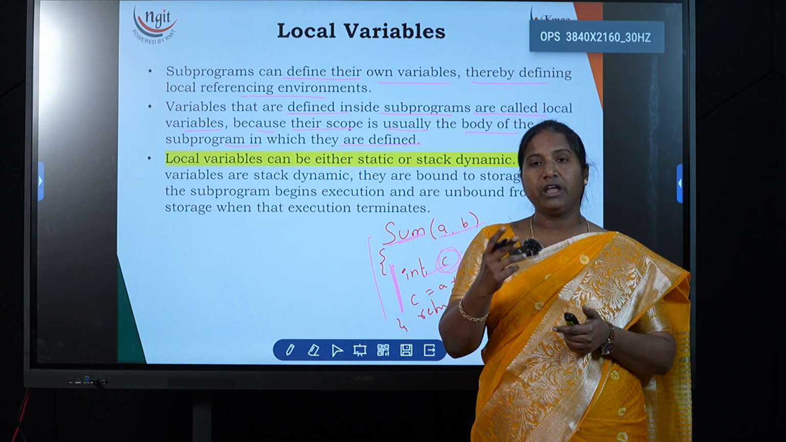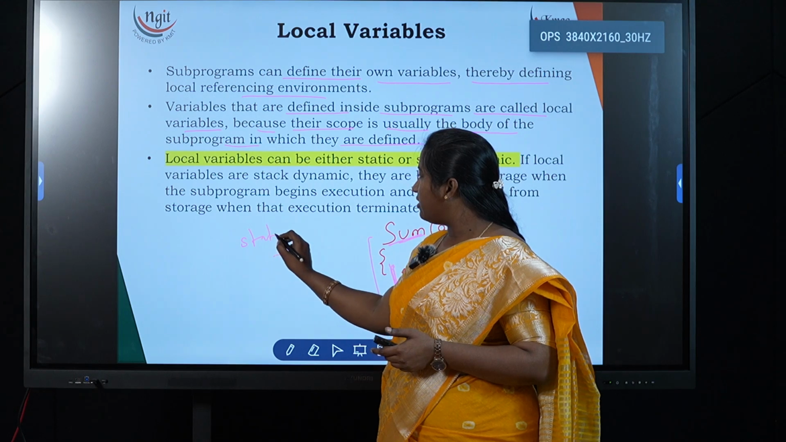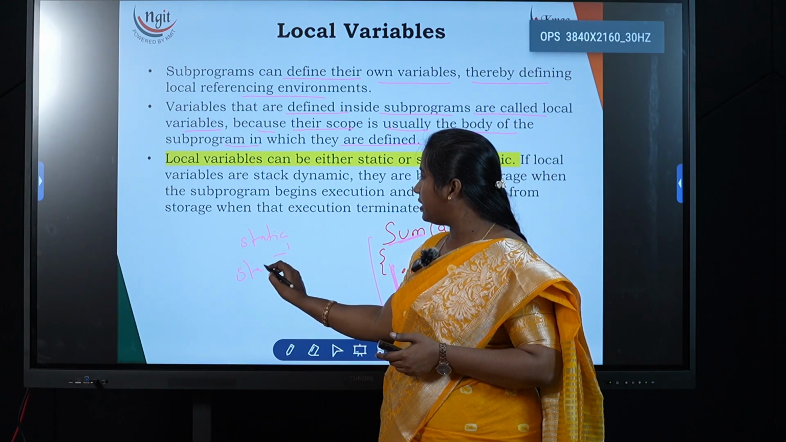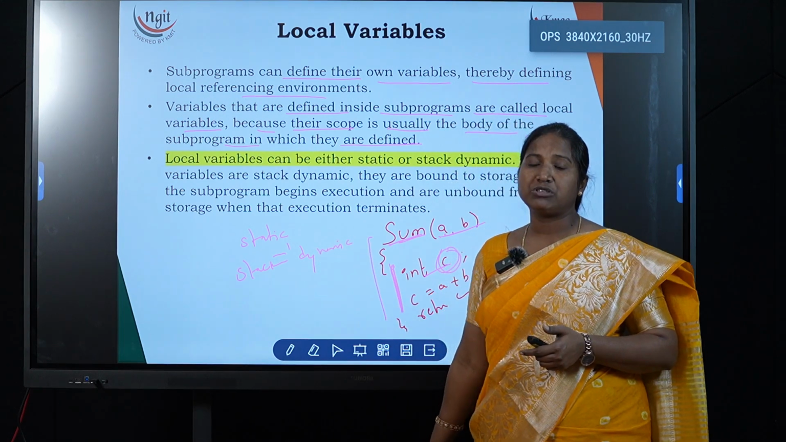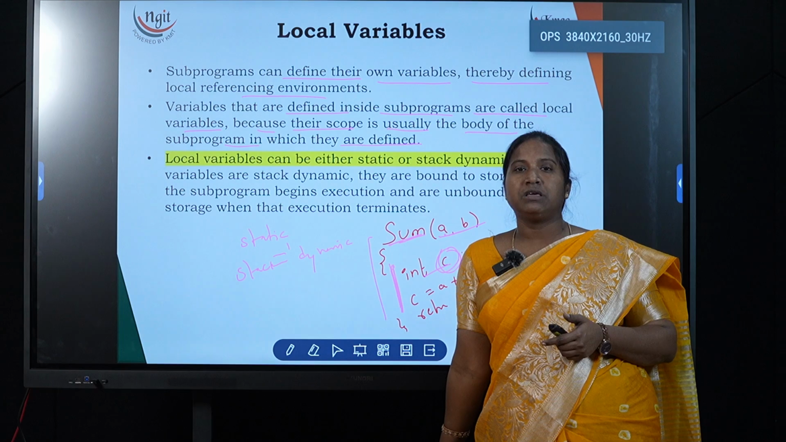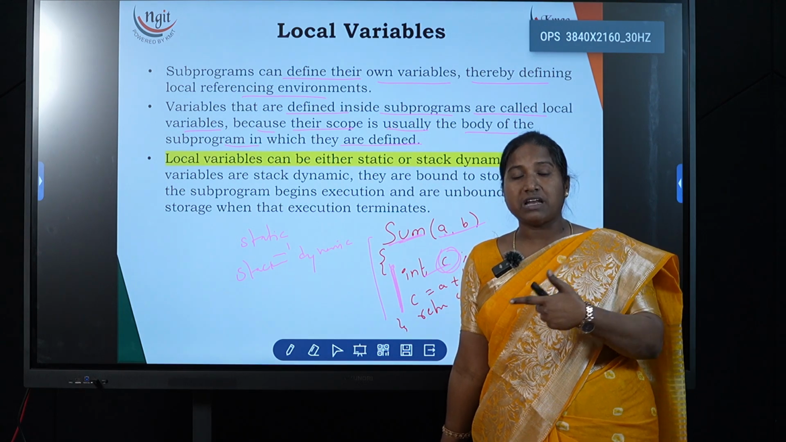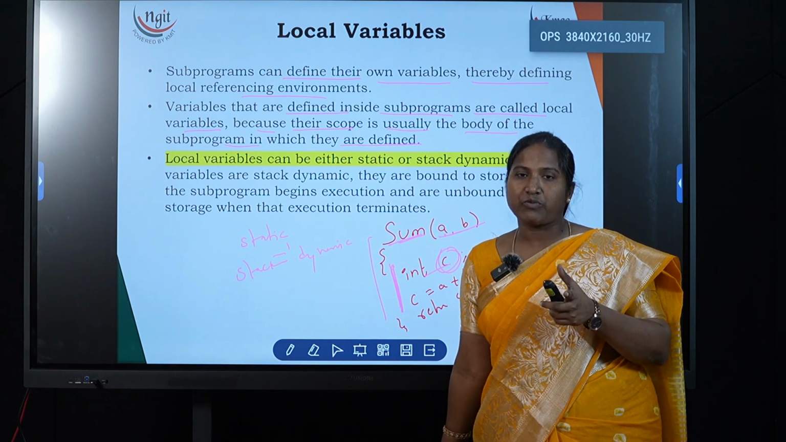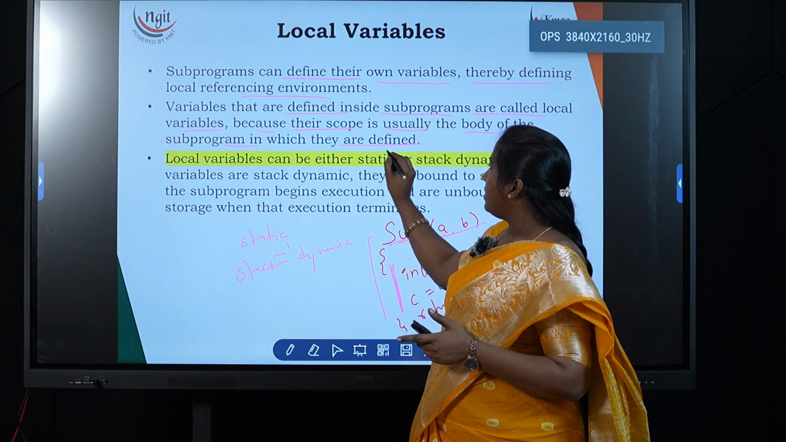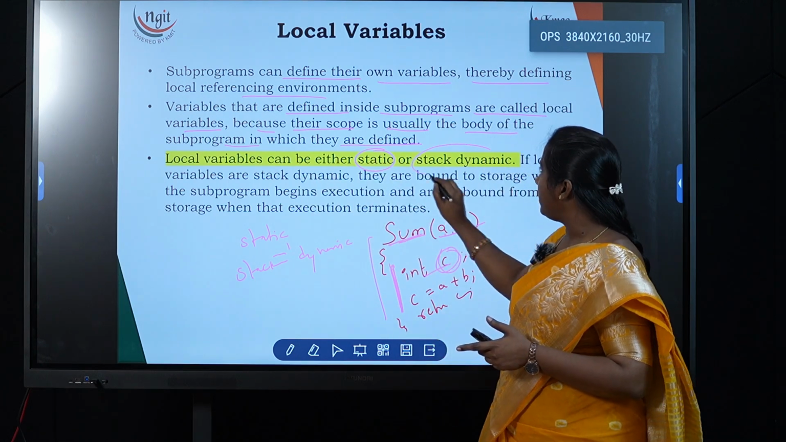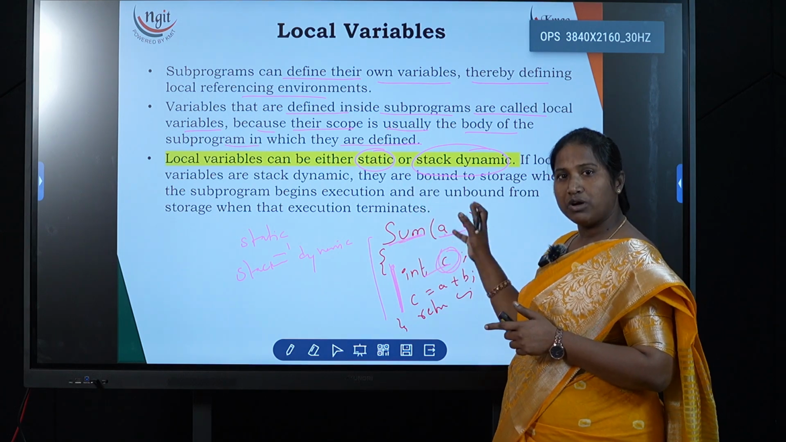When you talk about local variables, the variables owned by the subprogram, they can be defined in two ways: one way is static and the other way is stack dynamic. This is most important: in the previous exam paper, this question was asked for 5 marks, to differentiate static variables versus stack dynamic variables. This question is important. Local variables can be either static or stack dynamic. Let's understand what is static and what is stack dynamic.